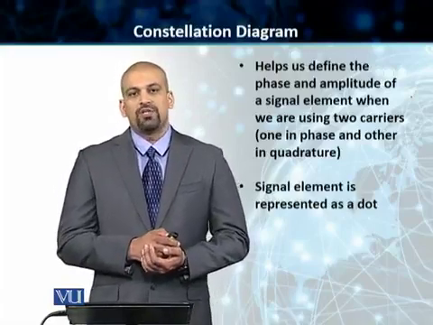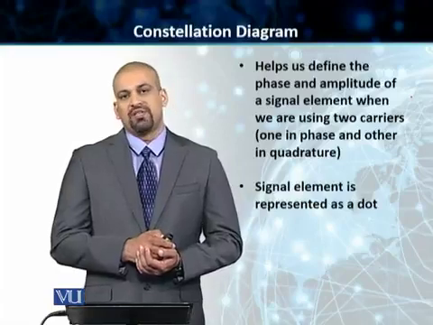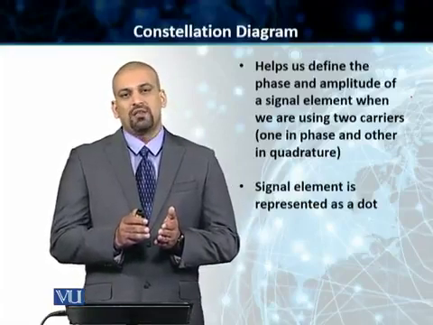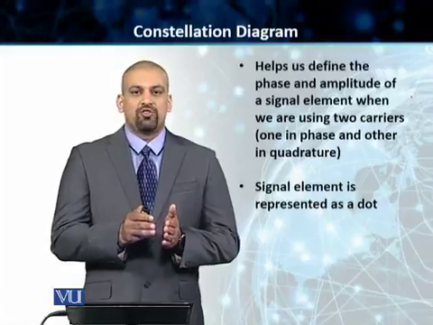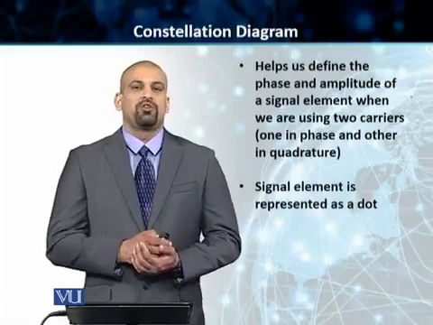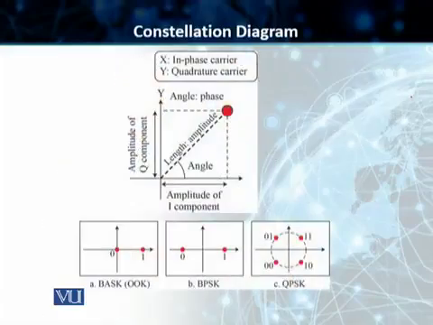Students, as I told you, signal element in this diagram is represented as a dot, and normally the number of bits that it's carrying is actually listed right next to this dot. In the slide, what you can see is we have got a constellation diagram for BSK, BPSK and QPSK in the bottom. On the top, it is showing you what this constellation diagram is made up of.